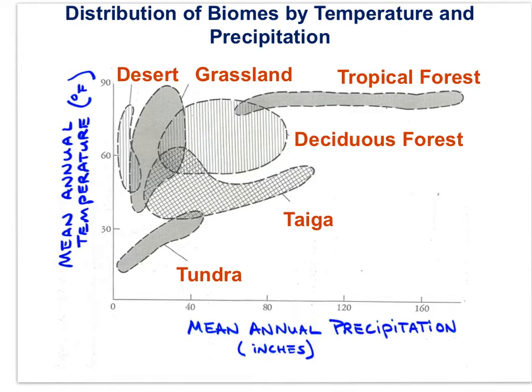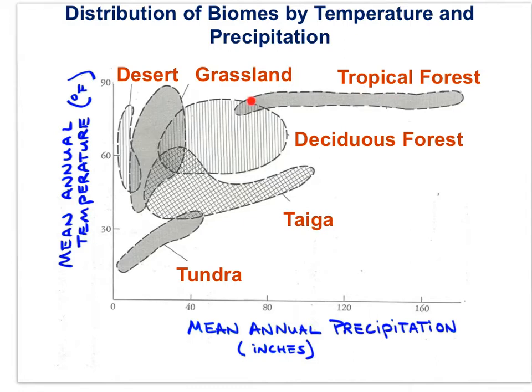This diagram shows the distribution of biomes based on temperature and precipitation. For example, deserts, seen here, are located in regions with low precipitation, but they experience a reasonably wide range of temperature. You also know that the world's largest deserts are located 30 degrees north or south of the equator, and they're associated with the sinking air of the Hadley cell. Deserts are also found in the rain shadow of mountains.